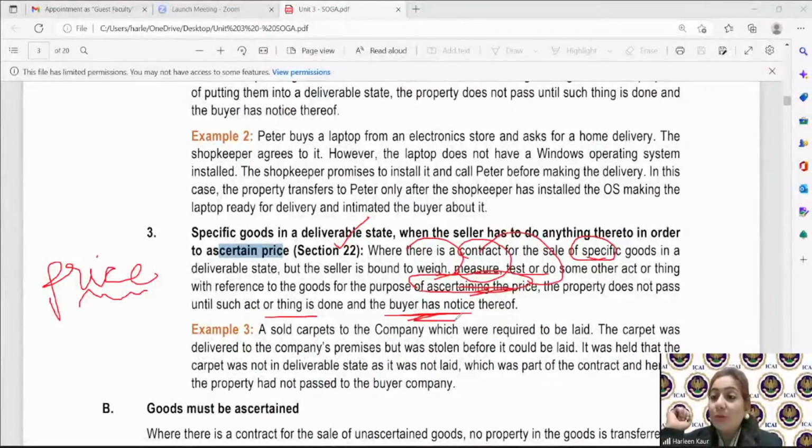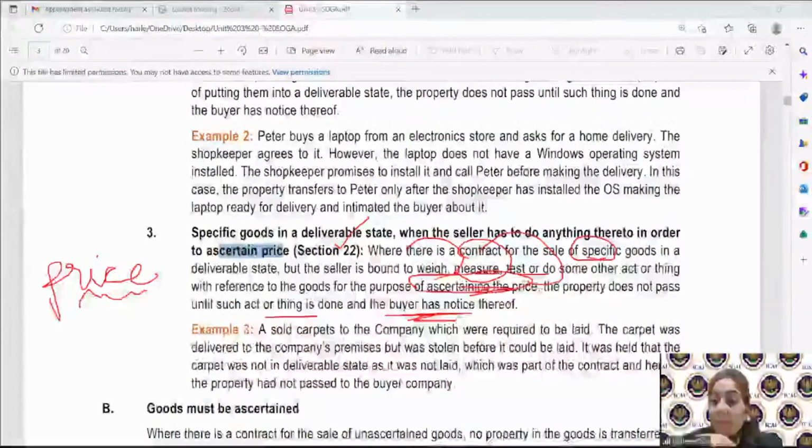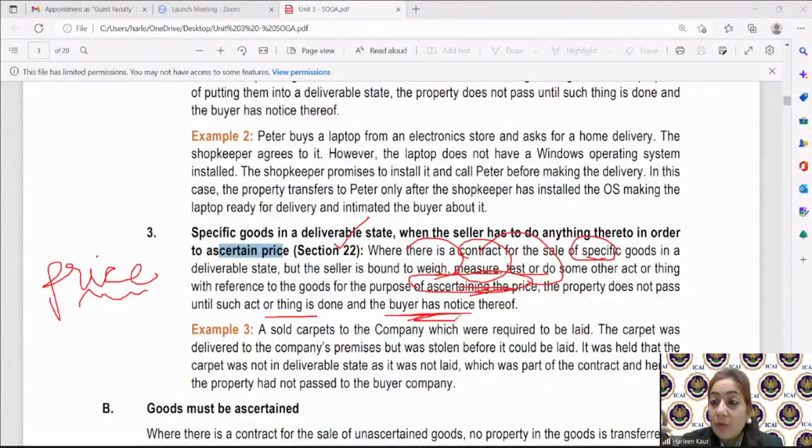उसको बता तो दो. You told this buyer that I will be packing all these carpets for you and I will do the measuring and weighing and then I will tell you the price. You did the weighing and measuring, but you did not inform the buyer. Sale is not complete. If you have informed the buyer, then the property gets transferred to the buyer.